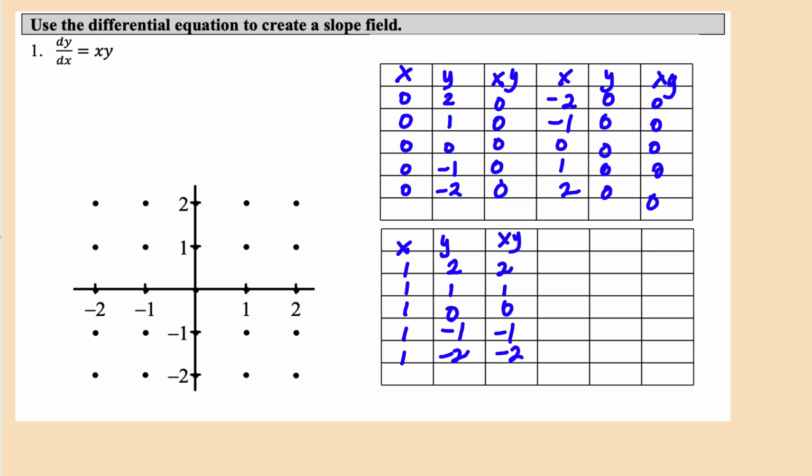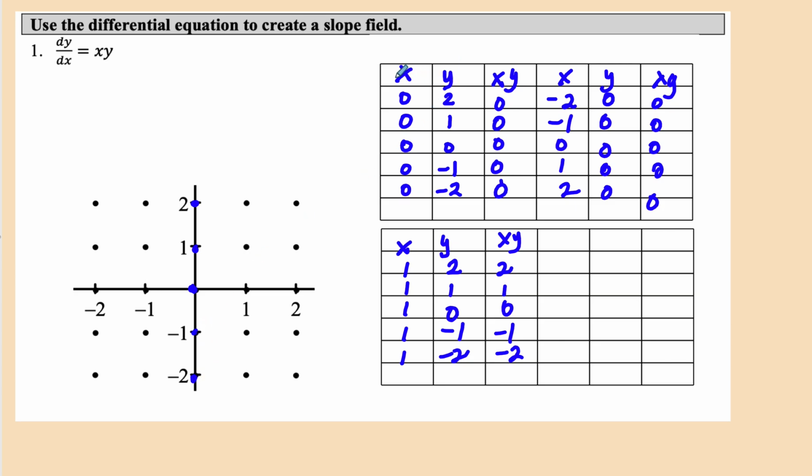Okay, I'd like to have you create a slope field. Creating a slope field will help you understand what a slope field does. So let's first put little tangent lines on all of these points. Let's start with x equal to 0. We're going to look at all of these points: (0, 2), (0, 1), (0, 0), (0, -1), (0, -2).